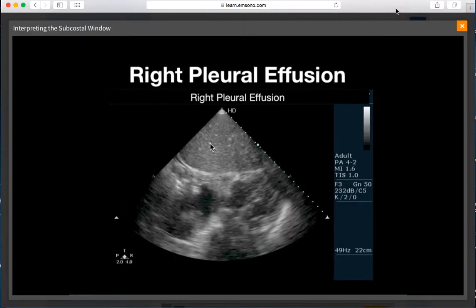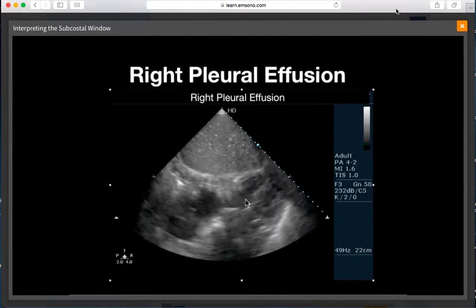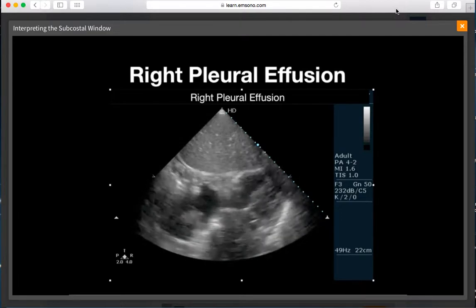Now here's a patient that has a very small right pleural effusion. If you look, here's the liver, here's your diaphragm. You're going to use that as a boundary. You can see that there's an anechoic space here on the cephalad portion of the diaphragm. So this would be within the pleural space. This is the patient's right, so this is a right pleural effusion that's very small. And here's the heart over here.